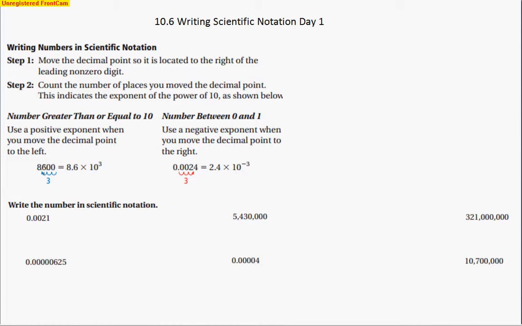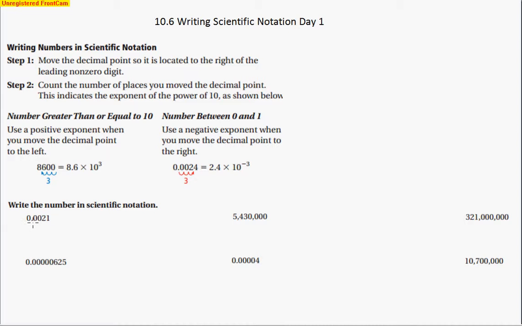Over on this other example, though, we've got a very small number, and so we're moving the decimal point to the right until it gets to the leading non-zero number, which is the 2 in this case. Since I had to move it 3 spaces to the right, it's going to be a -3. The negative sign tells us it's a very small number. Positive means it's a large number.